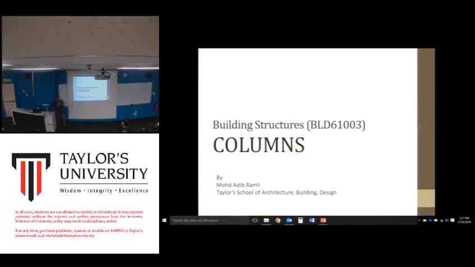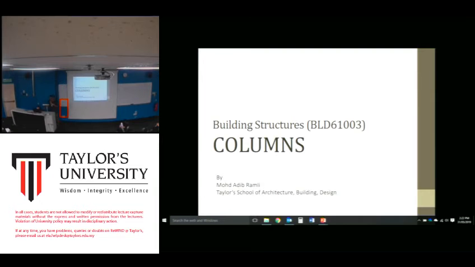Okay, so today's topic is about columns. I know you have learned about columns in Building Construction 1 and 2, right? But I believe you have not learned about calculation, how to determine the loads on a column. That's basically the difference between building structure and other subjects. In your assignment, one of the important things you need to include is column analysis or column calculation. That's why we have this topic today, so that you know what to do in the assignment.